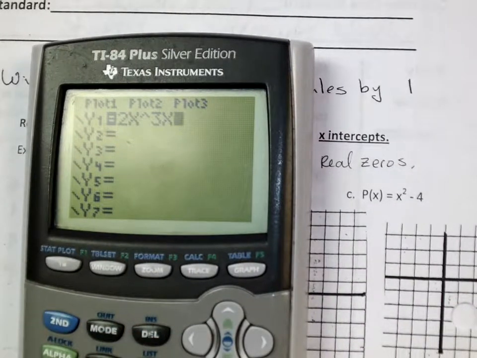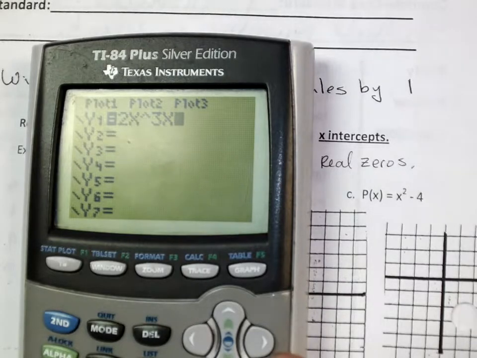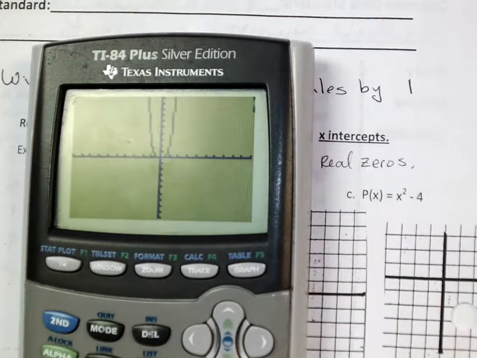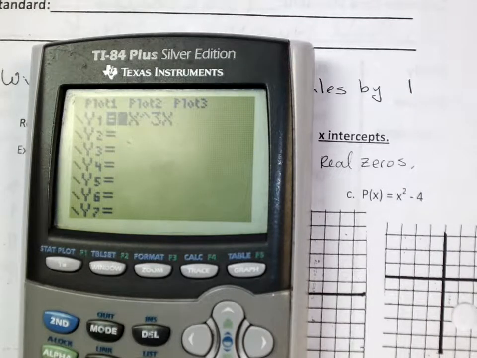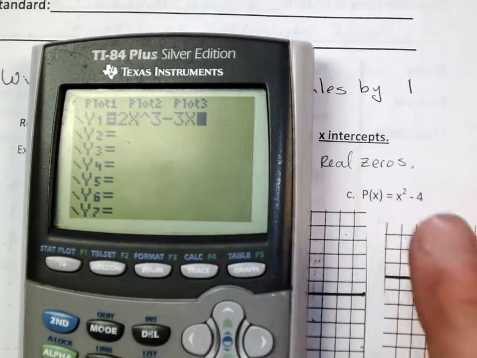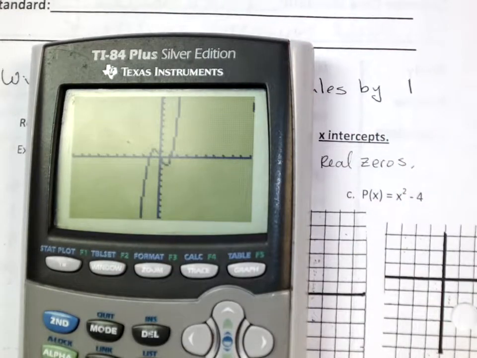How am I doing? Okay, so I push graph, and it looks like that. You didn't add the minus 3x. I didn't? Yeah, there's the negative. Oh, I didn't. I wonder why mine looks so bad. How's that, Jackson? There we go.